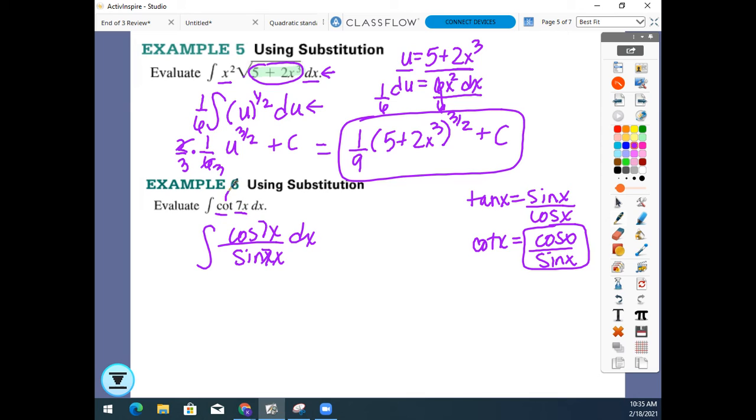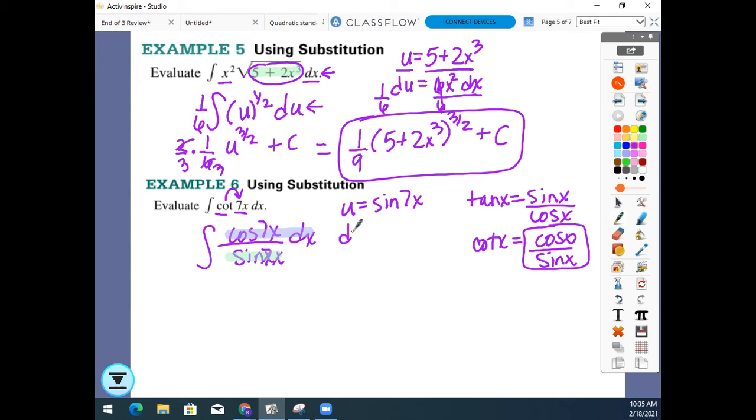Remember, whatever I'm taking the cotangent of matches from top to bottom. Now, if there's a denominator, you're almost every single time choosing the denominator, because the numerator's connected to the dx, so the numerator's got to be your derivative. Okay, so I'm going to choose my u to be the denominator, sine of 7x.